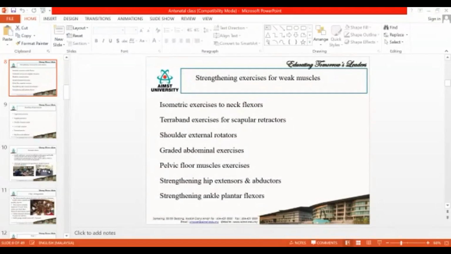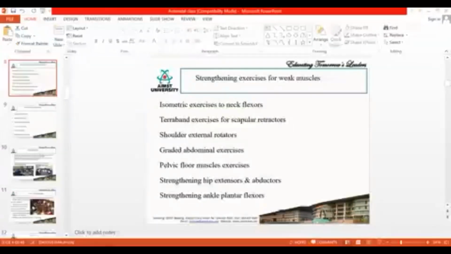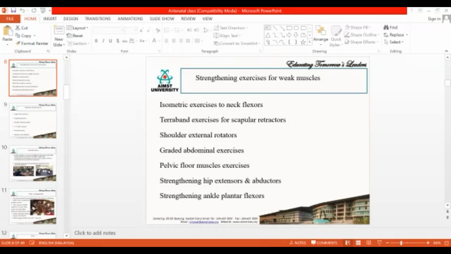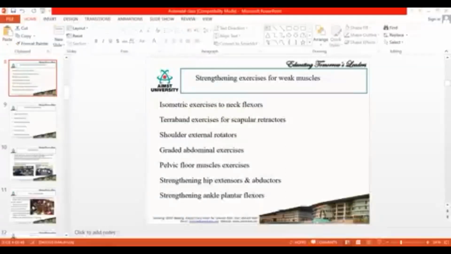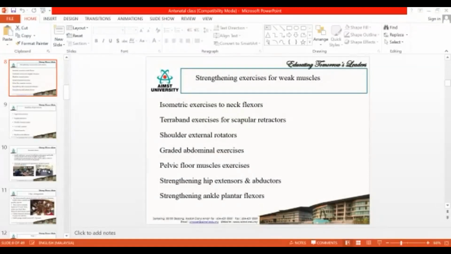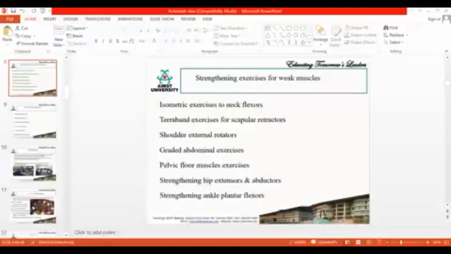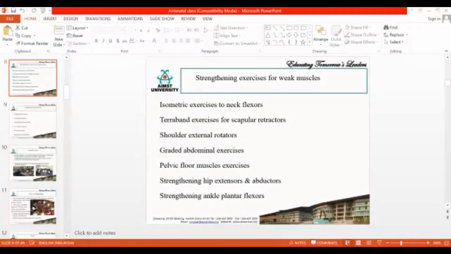For isometric abdominal exercises, you can position the person in crook lying, then ask them to just tuck the abdomen inside, hold for 10 seconds, then relax. After the second trimester, you will not be able to do it in crook lying, so you can make them do this exercise in sitting and standing. Just pull in the abdomen, hold for 10 seconds, then relax. So this is your isometric abdominal exercise.